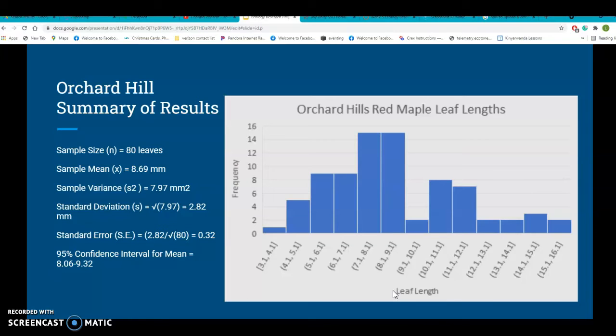My mean in Orchard Hill was 8.69 millimeters, and you can see my sample variance at 7.97 millimeters squared, my standard deviation at 2.82 millimeters, and my standard error was 0.32. My 95% confidence interval was 8.06 to 9.32 millimeters, and it is a pretty normal distribution, maybe with a slight left shift.